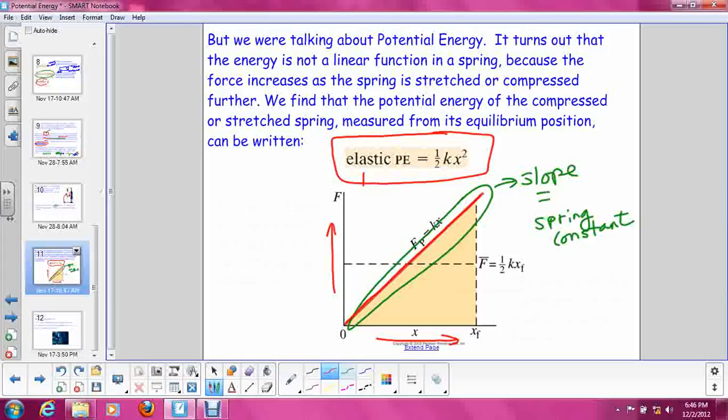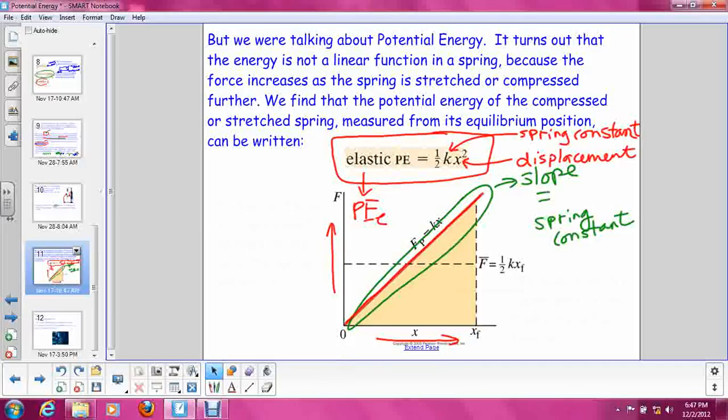So elastic potential energy, PE sub e, is equal to 1/2 times the spring constant times the square of the displacement. And this is one of those equations where you have to make sure you square the displacement only. You do not plug in 1/2 kx and then square the whole thing. You only square x.